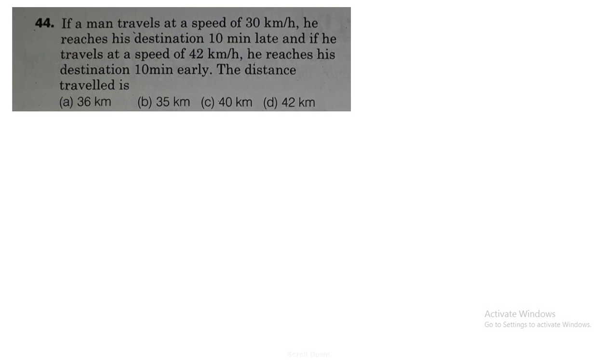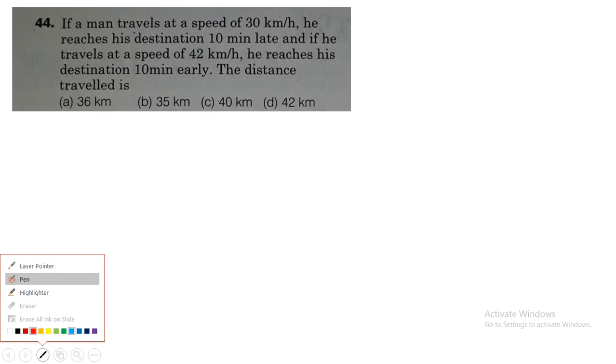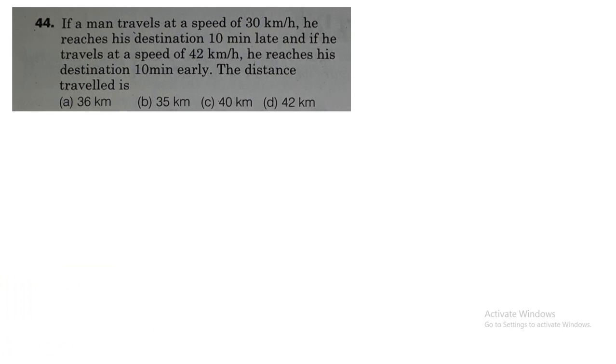Okay, next moving on to question number 44. If a man travels at a speed of 30 kilometers per hour, he reaches his destination 10 minutes late. And if he travels at a speed of 42 kilometers per hour, he reaches his destination 10 minutes early. The distance traveled is. Okay, so the question is related to speed, distance and time, right?